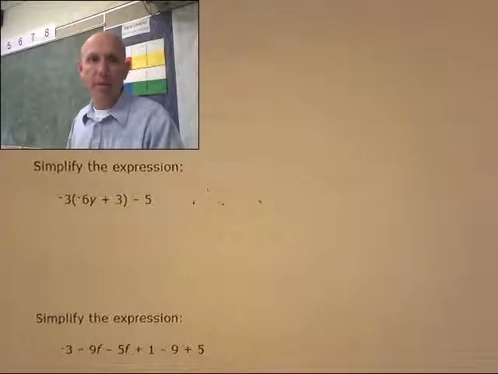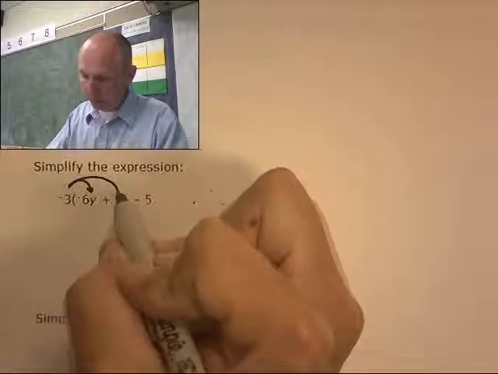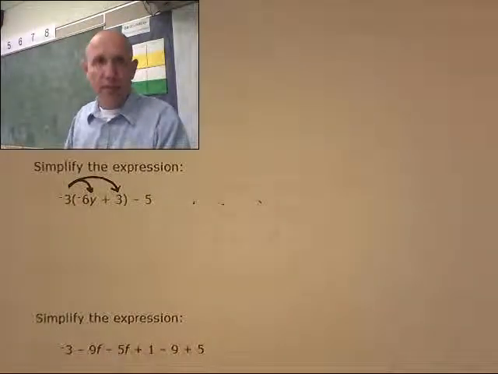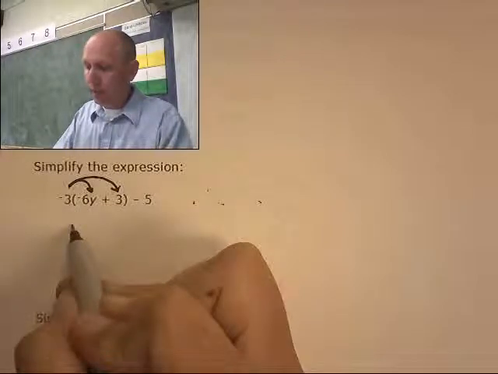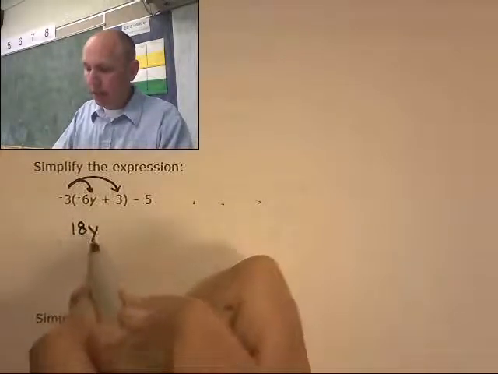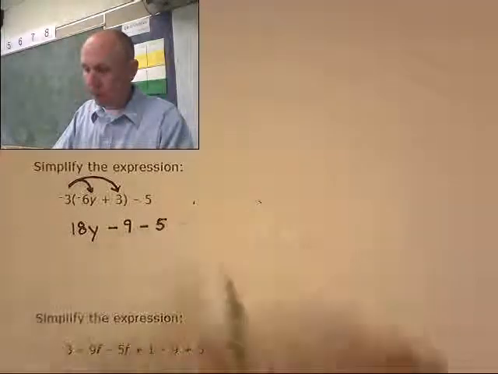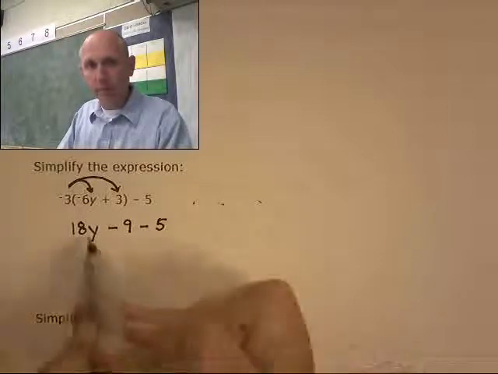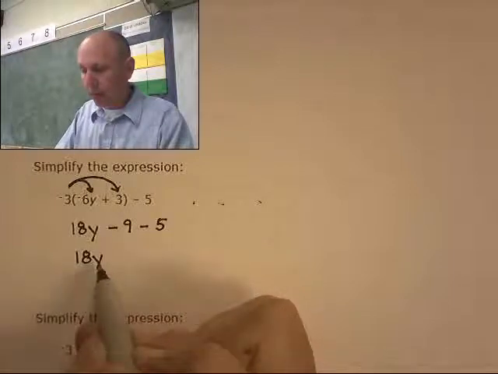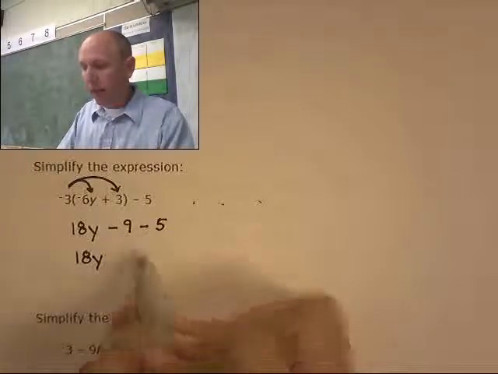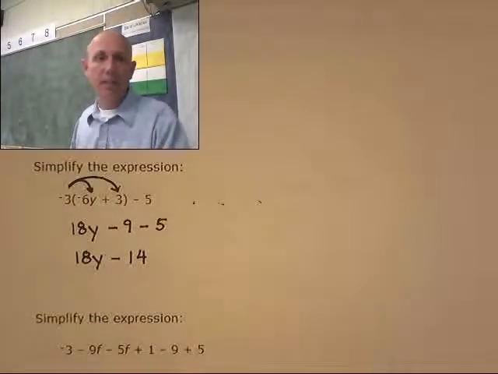Hey, what's going to have to happen here? You see this right here? Some distribution. Let's distribute. Negative 3 times negative 6 is 18y, minus 9 minus 5. 18y, that's done. There's nothing that can combine with that. But I have negative 9 and negative 5. That becomes negative 14. That's fully simplified.